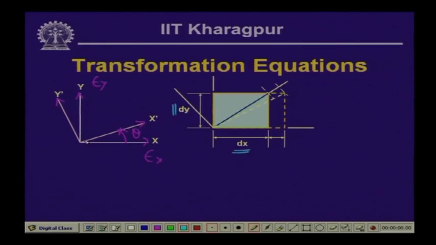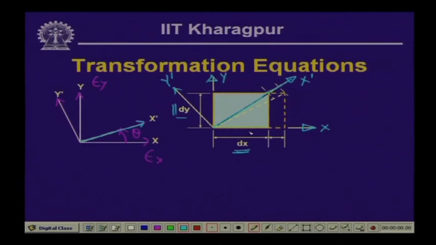Now, we consider that the axis x dashed lies along the diagonal of this particular element, which I have considered of length dx and dy. Thereby, this diagonal direction is our x dashed axis, and perpendicular to that is our y dashed axis. This is the rectangular x and y direction.